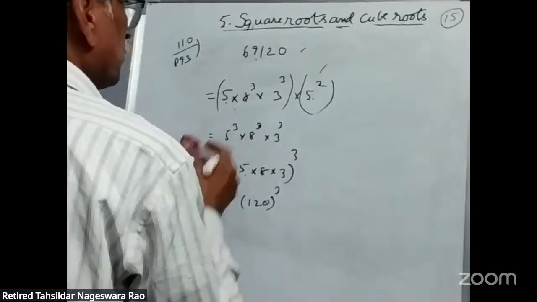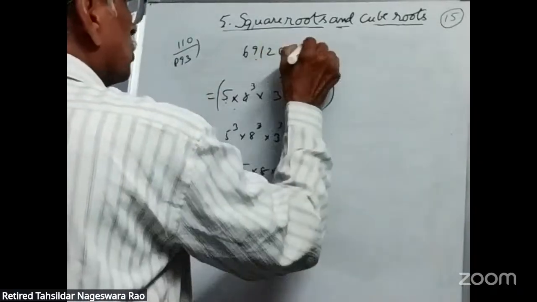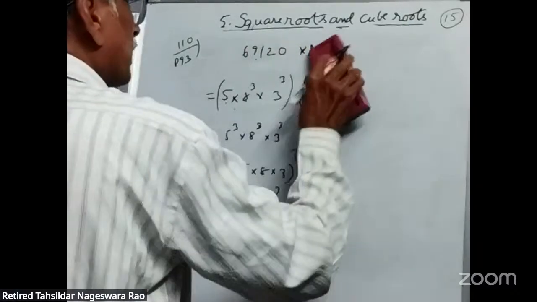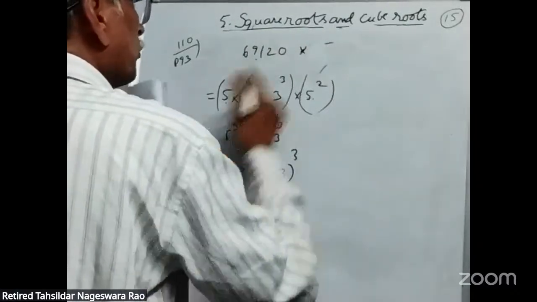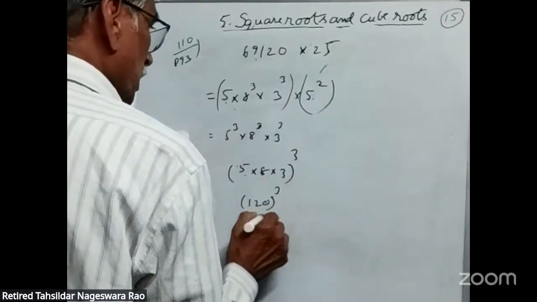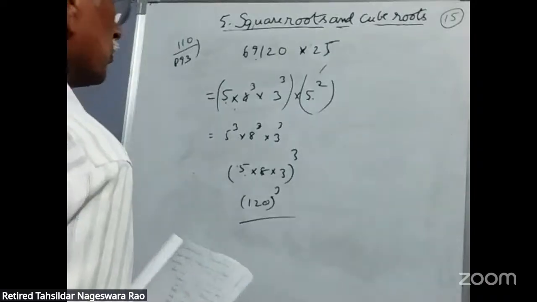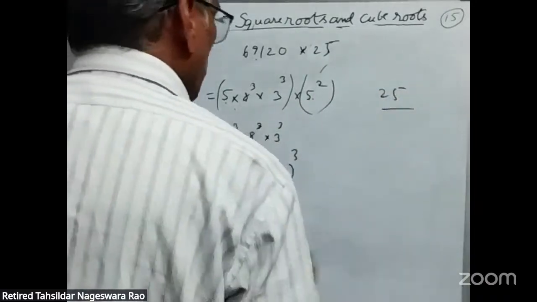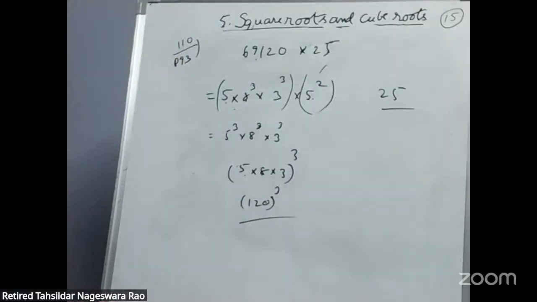This should be multiplied by 5 square, multiplied by 25 only, not directly. If it is multiplied by 25, then only this becomes 120 cube. So the answer is 5 square, 25, multiplied by 25, so as to make it a perfect cube. That is the answer. Answer is 25. Next question, it is the last question.